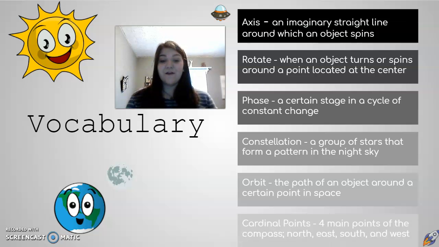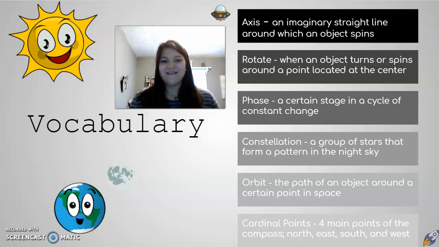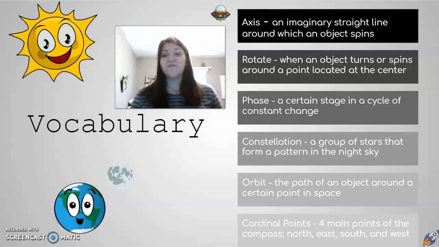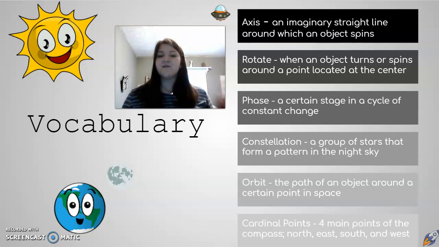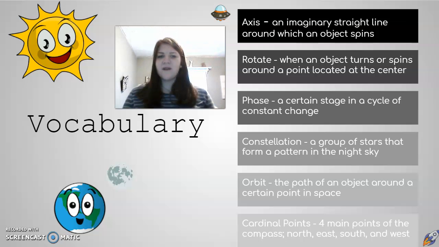And our last vocabulary word for today's lesson is going to be cardinal points. So that's also kind of a bigger word, but you guys will get it, no big deal. Cardinal points are the four main points of the compass. So you have north, east, south, and west. And east and west are going to be the ones that are important for today's lesson. But just remember that about a compass. So the easiest way to think about that is you're going to go clockwise in your head.